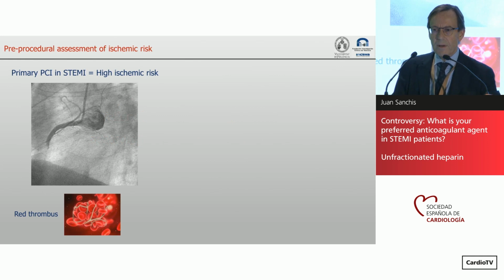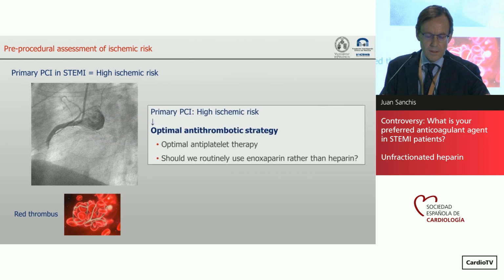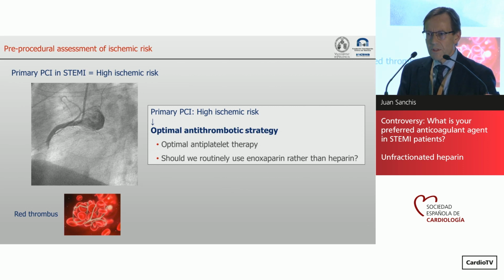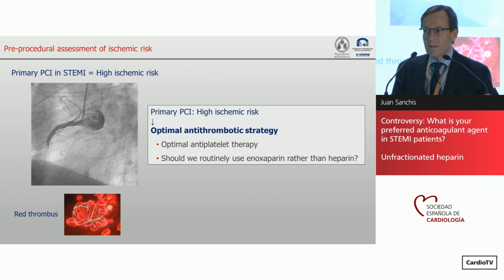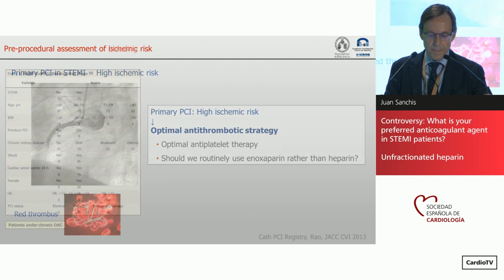Primary PCI, by definition, is a high ischemic risk scenario, probably the highest ischemic risk scenario. Therefore, an optimal antithrombotic strategy is mandatory, optimal antiplatelet therapy. In addition, should we routinely use enoxaparin rather than heparin? Sincerely, I don't believe so. I admit the ATOLL trial was a signal, but not robust information.